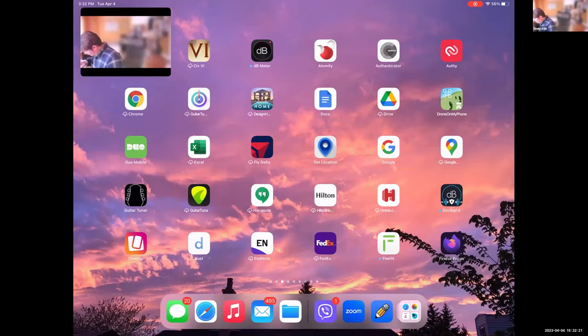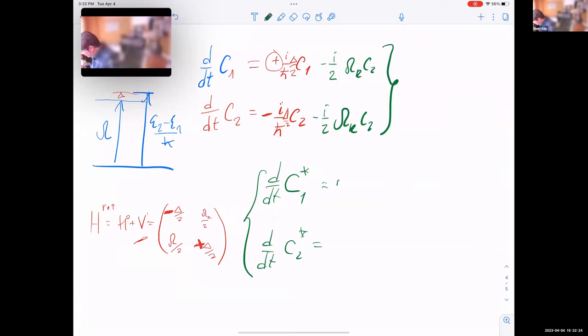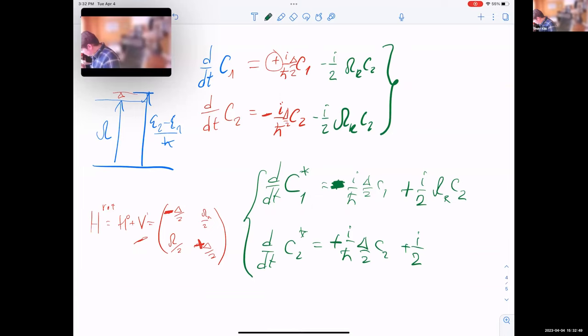Yeah. So I'm redoing everything in absolutely the same fashion, but what was a plus, I put minus. Minus i h-bar delta over 2 c1 plus i over 2 Rabi frequency c2, plus i h-bar delta over 2 c2 plus i over 2 Rabi frequency c1 should be here. So we agree on this. Perfect.